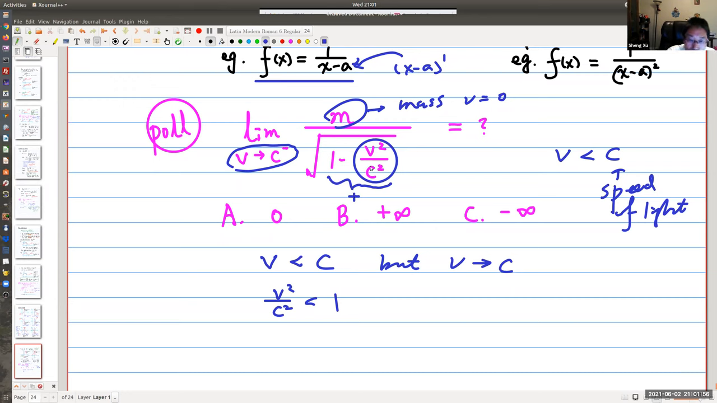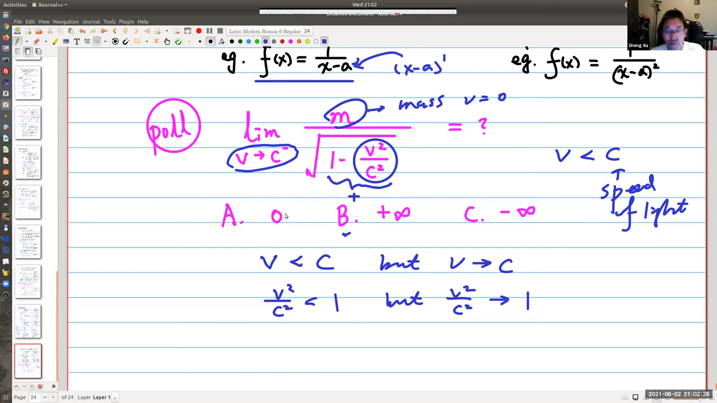But what is that positive number? That positive number is one minus v squared over c squared. If v is getting closer and closer to c, then we know what? v squared over c squared is getting closer to one. So this positive number is getting smaller and smaller, right? It's one minus one, it's zero. So then you take a square root, it's still a positive value, but it also approaches zero. So m over a very small positive number gives you positive infinity.